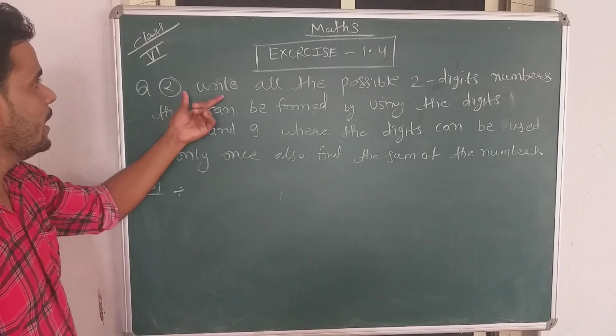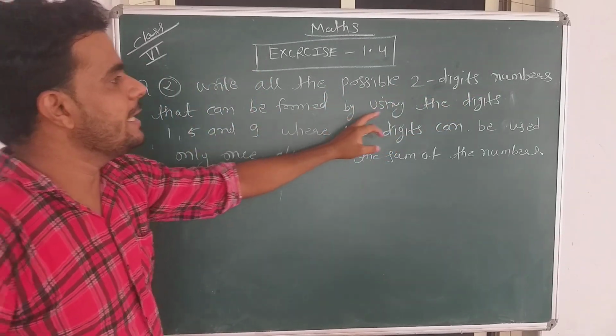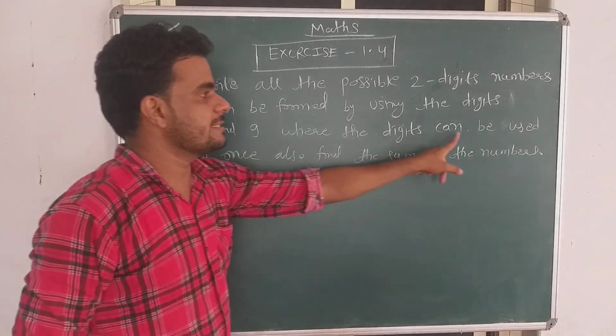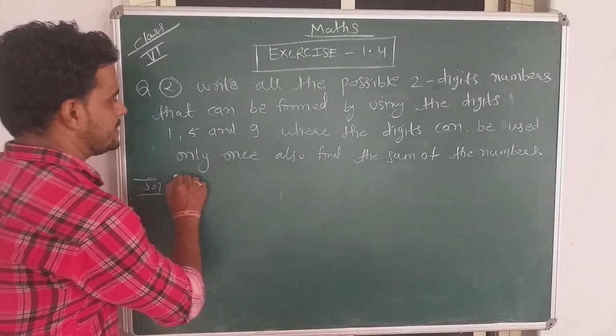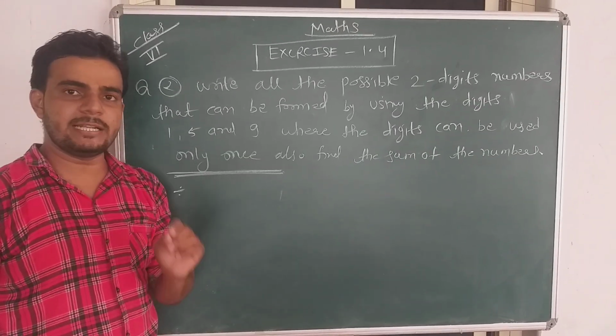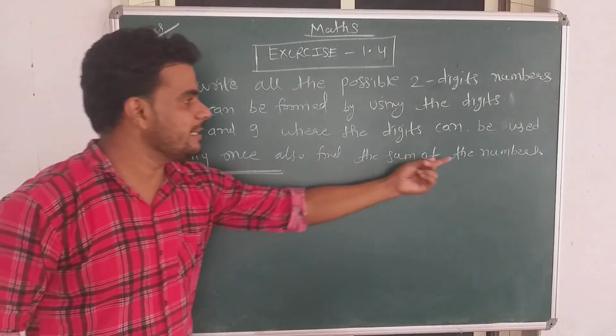And the second question: write all the possible two-digit numbers that can be formed by using the digits 1, 5 and 9 where the digits can be used only once. Only once means we can use one digit only one time. It means the repetition is not allowed here. Okay, and also find the sum of the numbers.